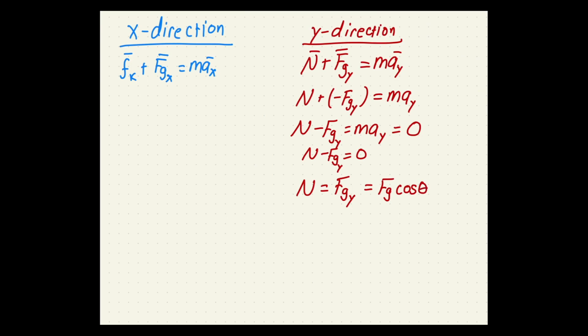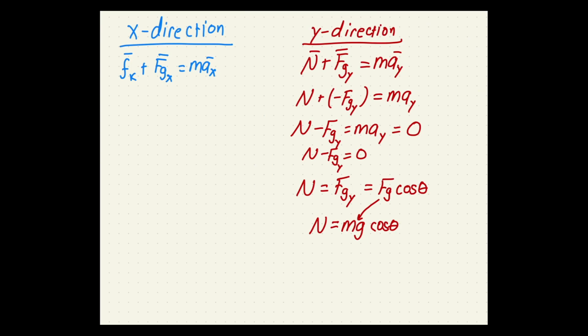And we have an equation for Fg as well. And so ultimately we can write that the normal force is equal to m times g, that's my force of gravity, times cosine of theta. Again, theta is the angle of incline. So I have an expression for my normal force, which I will use for my friction force in the x direction.